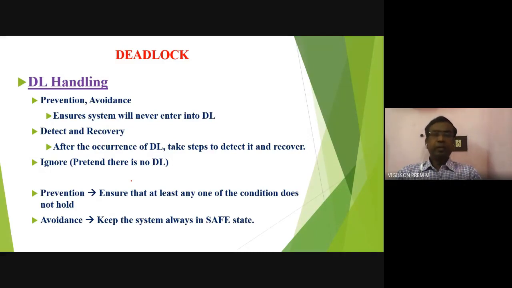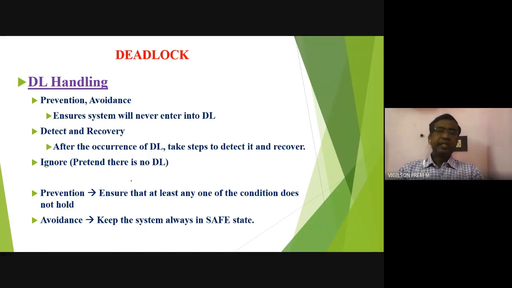Third one, ignore. Ignore means what? Pretend that there is no deadlock. That's all. That is what operating systems normally used to do. Okay. What is prevention or avoidance? Ensures the system will never enter into deadlock. Okay, we are having some algorithm. By using that algorithm, we are ensuring that the system will never enter into a deadlock state.